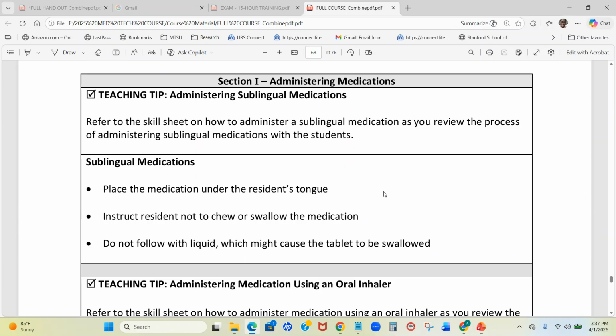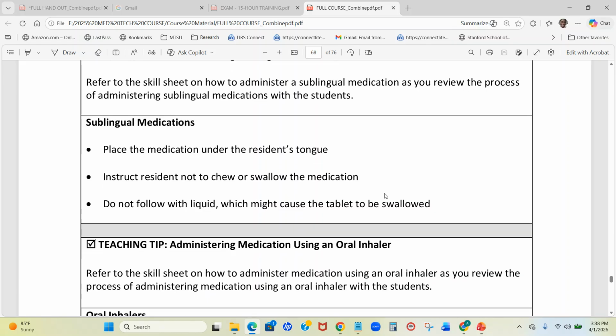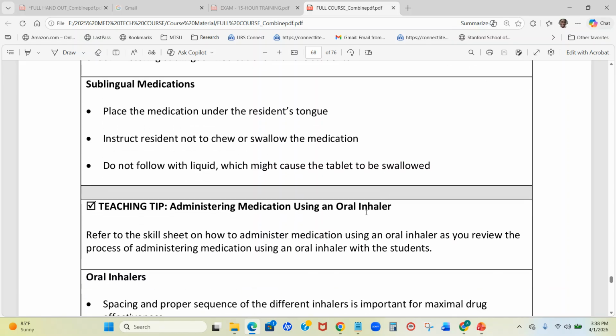Okay, let's look at sublingual medications. You place the medication under the resident's tongue. Instruct the resident not to chew or swallow the medication. Do not follow with liquid, which might cause the tablet to be swallowed. So don't immediately give them water. Let it be for some minutes.